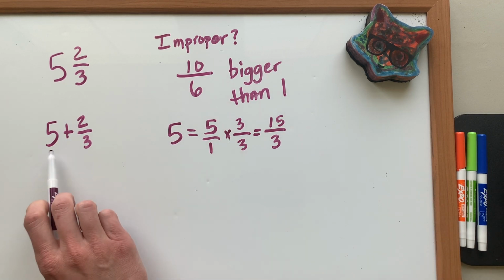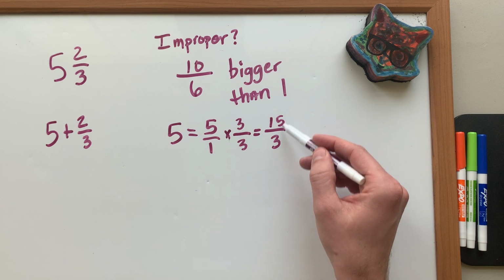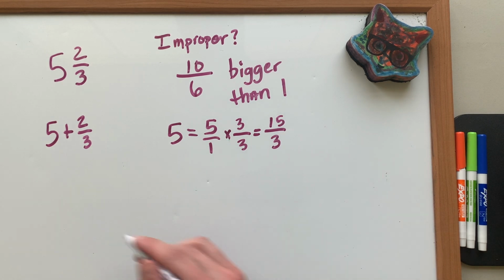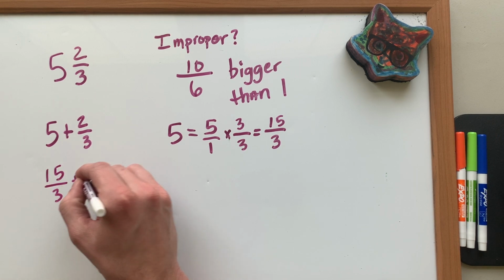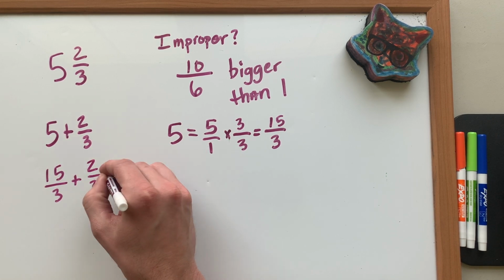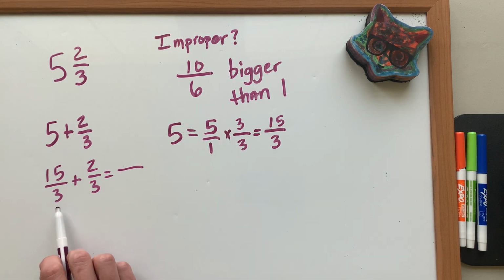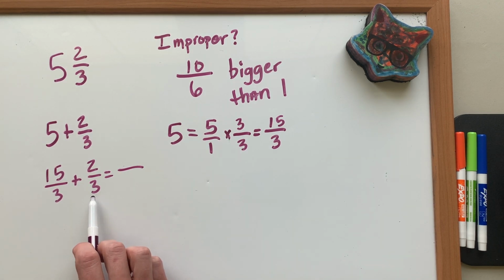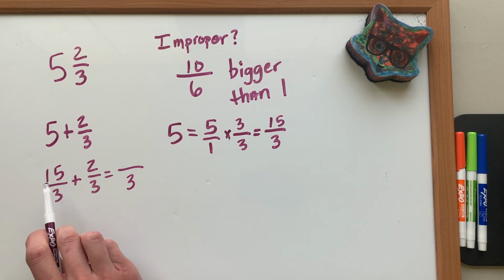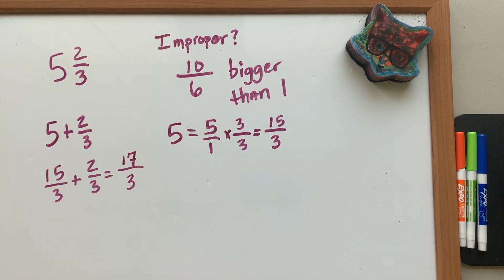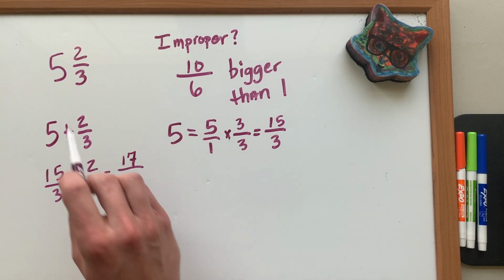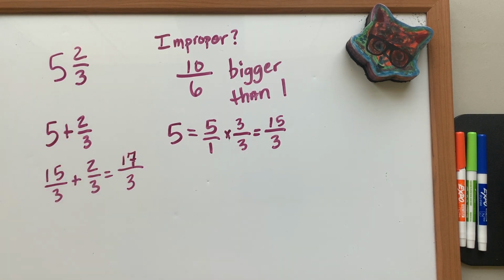I'm going to replace the 5 over here with my newly found improper fraction of 15/3. 15/3 plus 2/3, well, I'm adding two fractions that have the same denominator. So I'm going to keep that denominator, and I can add the numerators. 15 plus 2 is 17. So 17/3 is the improper form of 5 and 2/3.